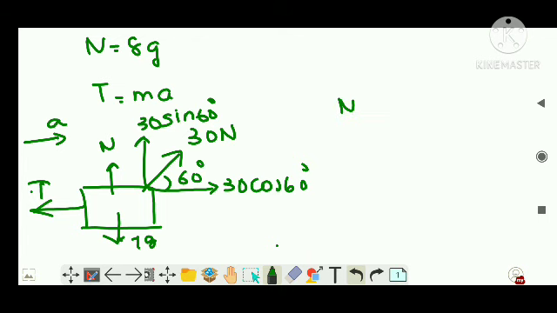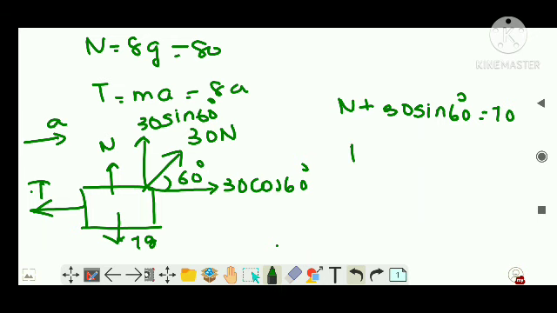Is it n plus f, or what is f here? That is 30 sin 60 is equal to 7g, right? Then here also I can write it as 8a, and here I can write 8a, right? Now similarly, there is an f cos 60, so I will write it as 30 cos 60 minus T is equal to 7a, right?